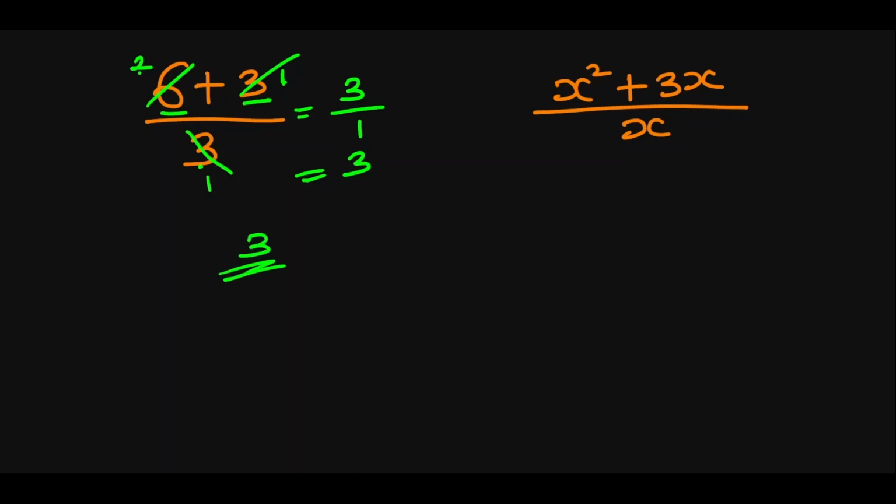Now let's look at the algebraic version of it. X can divide x squared and still divide 3x at once. It will not divide one and leave the other. So if x cancels x squared, it will remove the squared and leave the x behind. If it cancels 3x, it will remove the x and leave 3 behind. So you have x plus 3 as your answer.